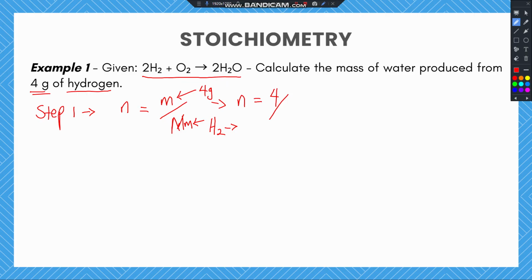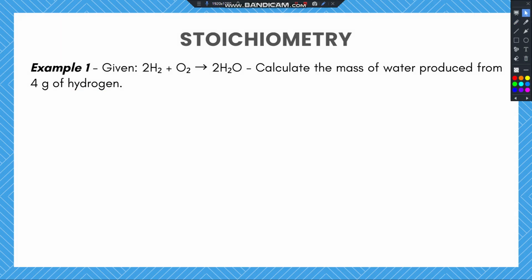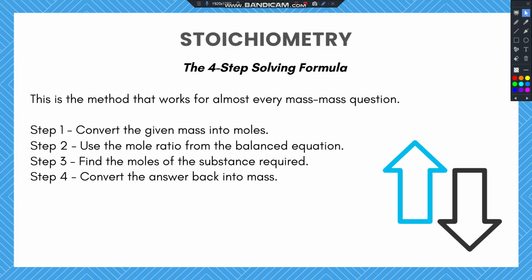Okay, what's the molecular mass of hydrogen? H2 is simply the atomic mass of hydrogen, which is 1, times 2. So we have 2. So this becomes 4 divided by 2, which gives us 2 moles. So we have converted these 4 grams of hydrogen into number of moles, and it is 2 moles. That is step number one. What does step number two say? So allow me to backtrack a bit and show it to you.